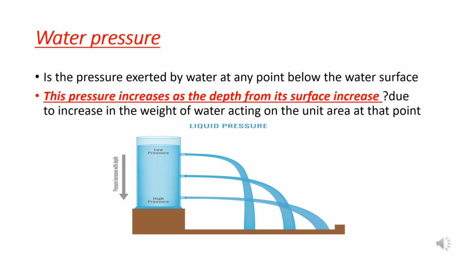The water pressure is the pressure exerted by water at any point below the water surface. So let's repeat again. The water pressure is the pressure exerted by water at any point below the water surface. Let me ask you a question. Why does the pressure increase as the depth from the surface of the water increases?